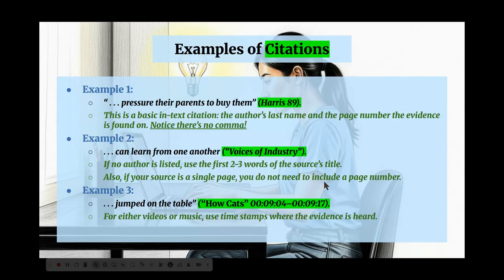And then for videos, that's usually when you use the name of the video, which is what you see here, the first two words in quotation marks. But if you're using a song, then that's when you'll use the last name of the person who made it.